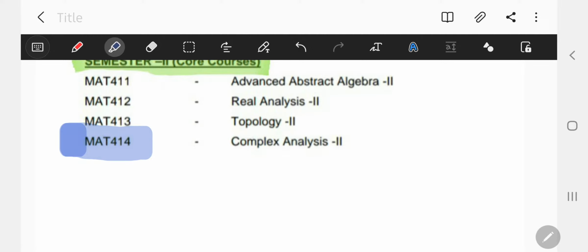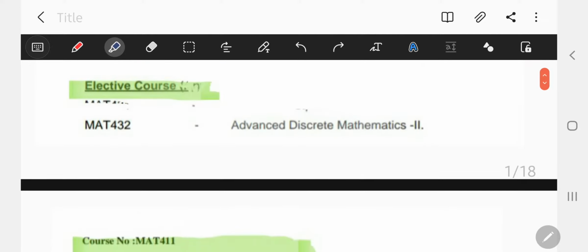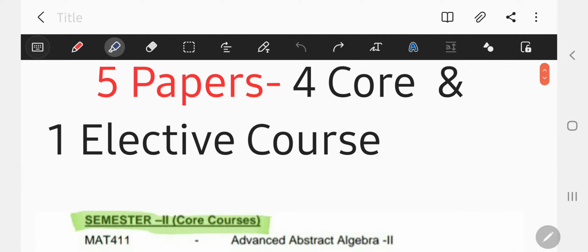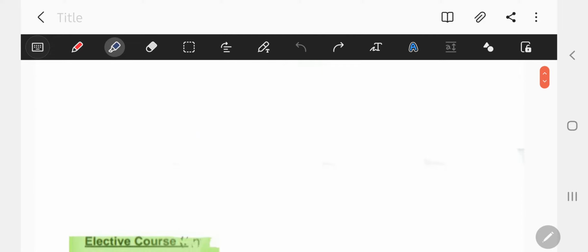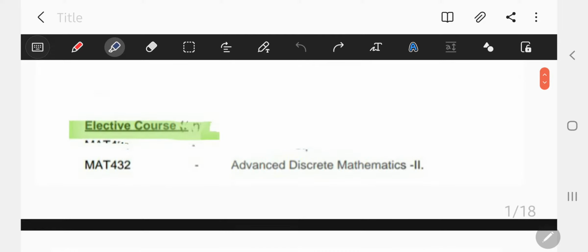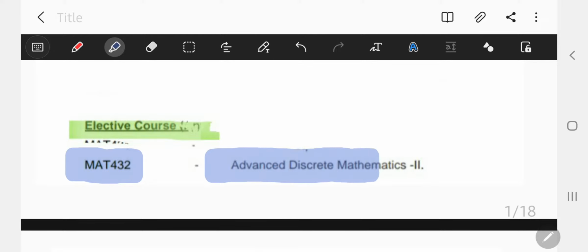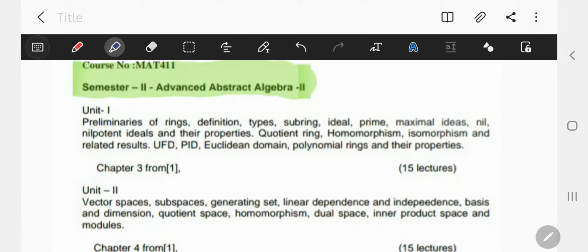Fourth paper is M8414 and paper name is Complex Analysis second. These are 4 core courses and the last one is the elective course. Paper code is M8432 and paper name is Advanced Discrete Mathematics second.